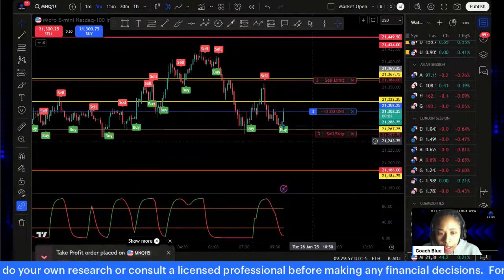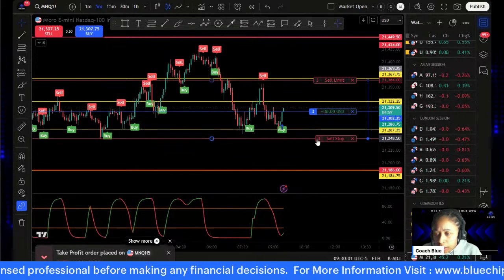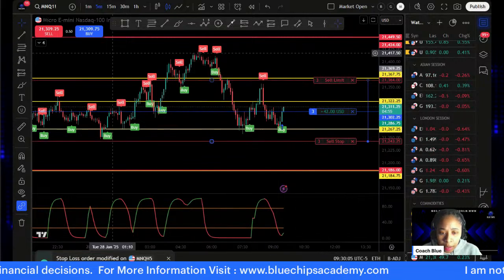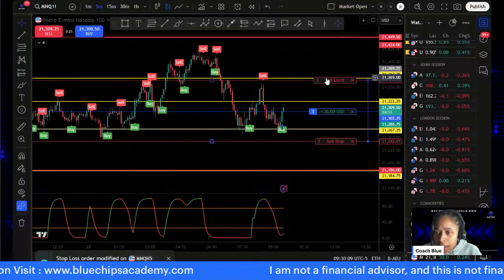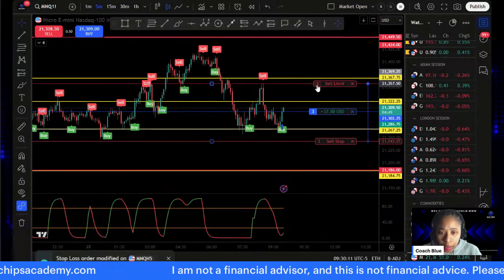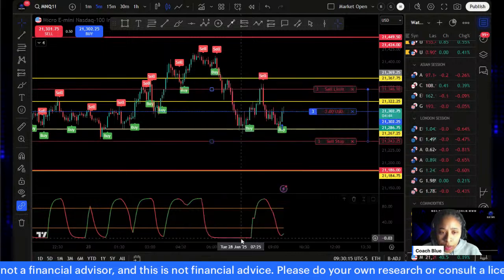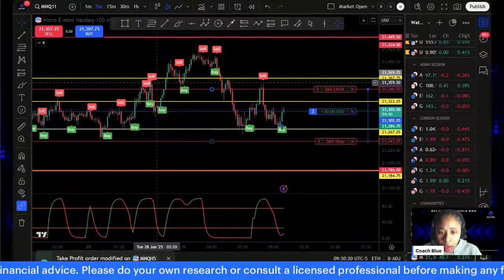I'm going to move my stop loss down just a little bit though, because that's a little tight for me. All right, so how many ticks am I? Okay, so I'm in a buy right now. Let's look here and set our TP here. So we're at about a 1-to-1 ratio right now.